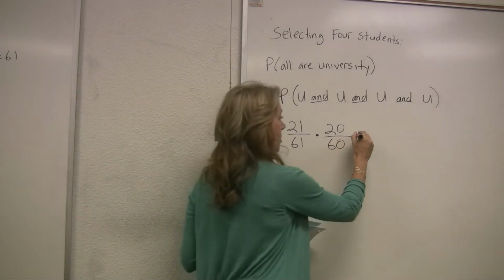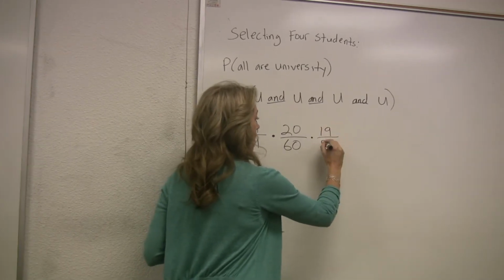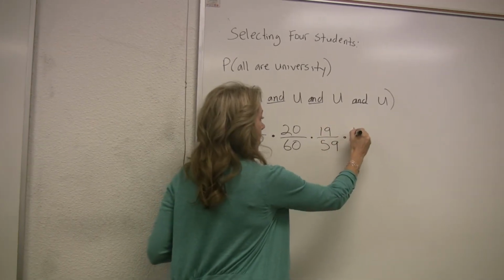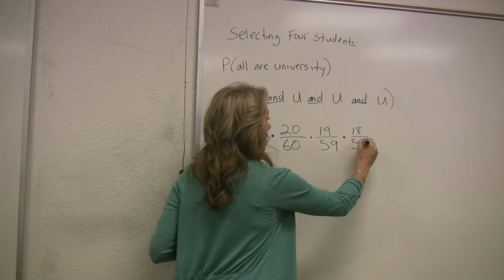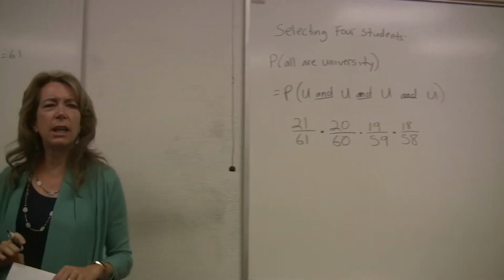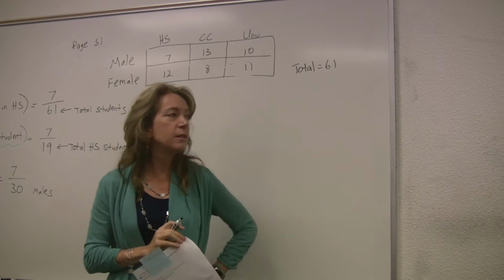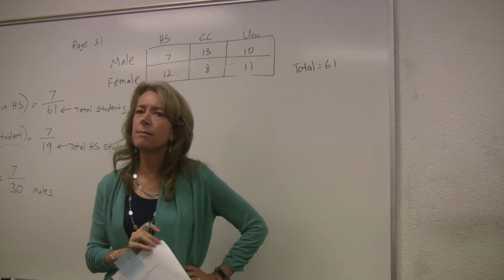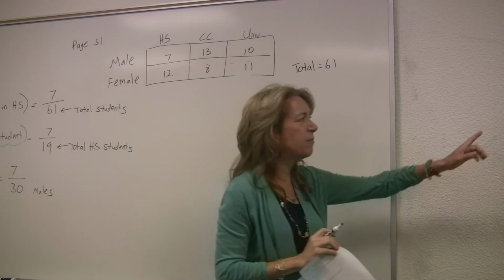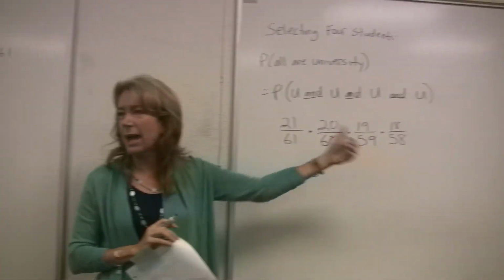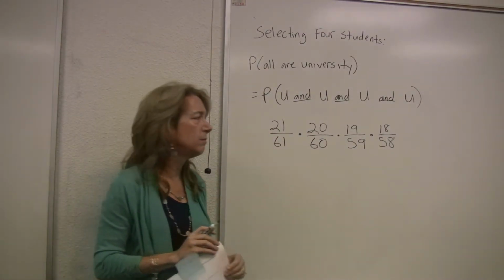And then 19 out of 59 and 18 out of 58. Could I have used the shortcut here? The 5% rule for cumbersome calculations? No. Why not? It's 5%. I'm taking 4 out of 61 students.